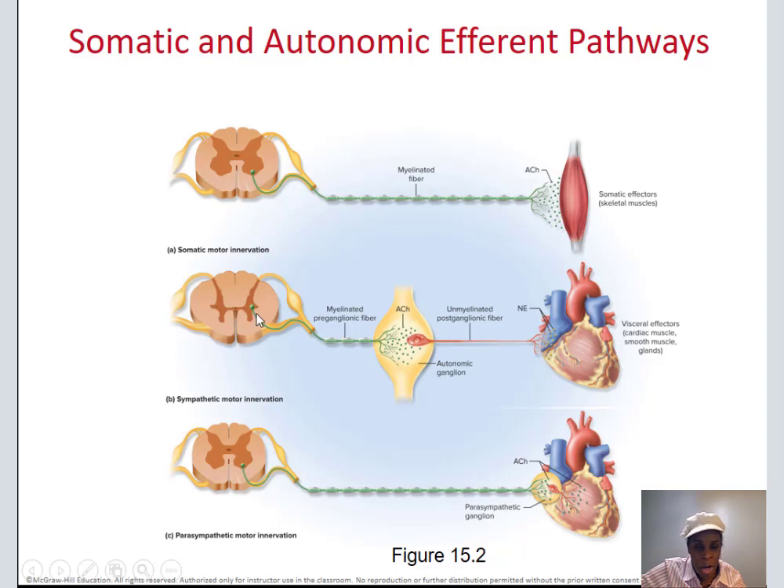But if it's an autonomic nervous system, if it's sympathetic, then the motor will go to a ganglia and then synapse with another neuron, which will go to the target organ. Now you see how here the neuron before the ganglia is called the preganglionic fiber, and then the one after is the postganglionic. Here the preganglionic is short and postganglionic long. But if you go to the parasympathetic nervous system, you see that the motor neuron goes all the way to the ganglia, long preganglionic and very short postganglionic.